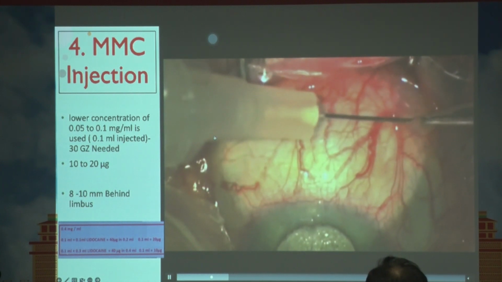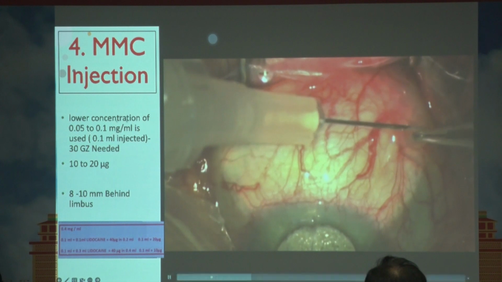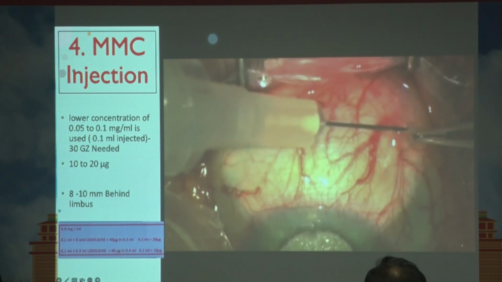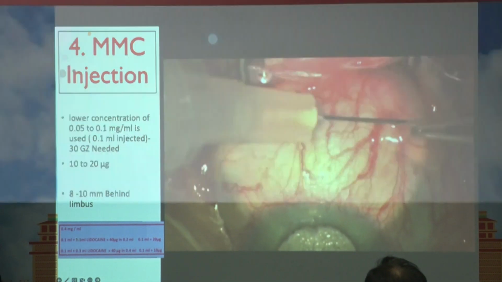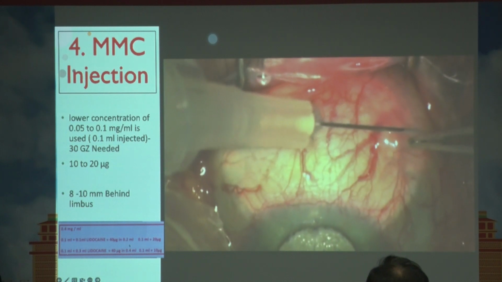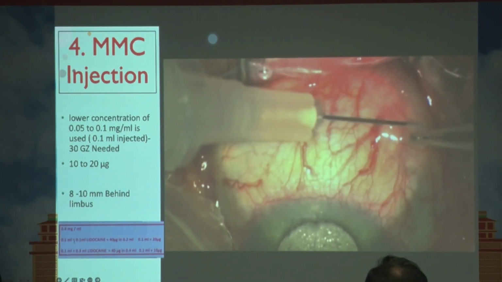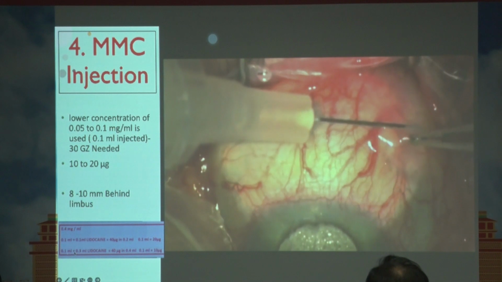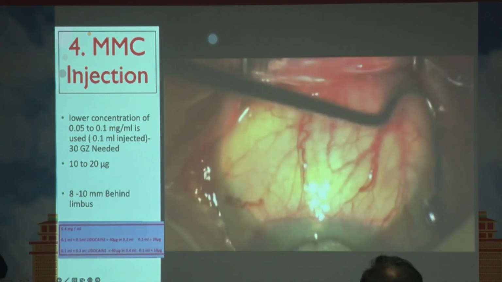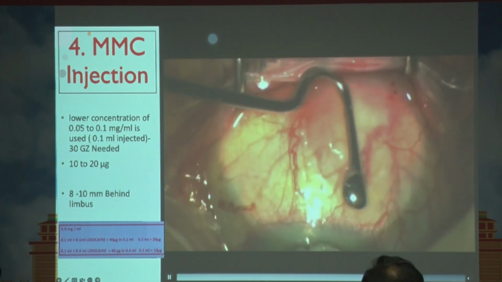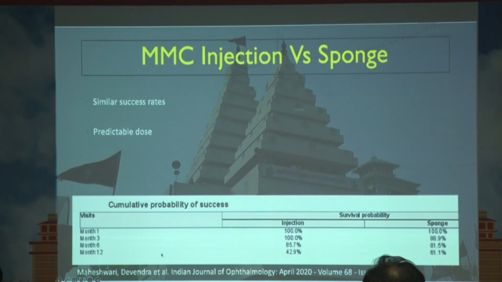Again, there's been a trend to use a lot of mitomycin injection. The advantage here is that the dose is more predictable. You can use 10 to 20 micrograms. The same 0.4 milligram per ml can be mixed with 0.1 ml of lignocaine to give you 20 micrograms, or 0.1 ml of 4 milligram per ml can be mixed with 0.3 lignocaine to give you 10 micrograms. This can be used, but overall studies have shown that the results are similar.